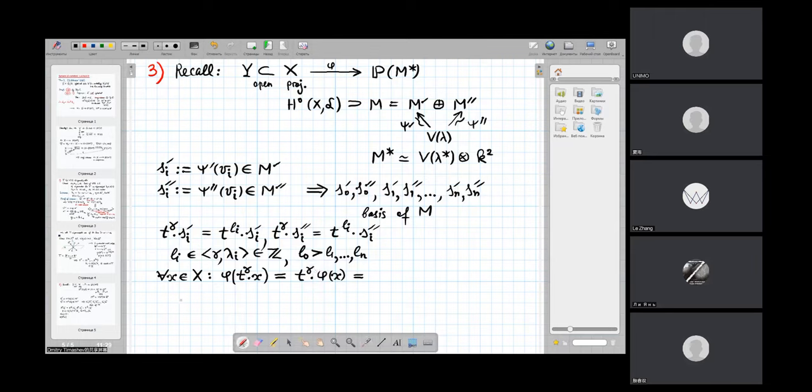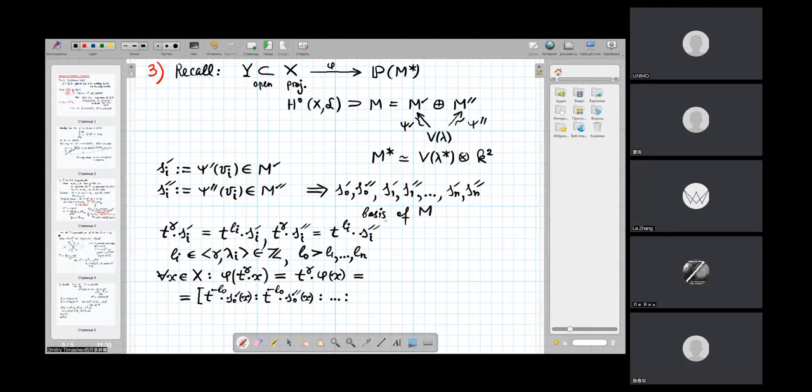Let me write how it will look. So it is equal to the following. We'll get a point in the projective space with the following coordinates. t to the minus L naught times S naught prime of x, t to the minus L naught times S naught double prime of x, etc. Why is there a minus? It is a good question. Because, let me answer, yeah. So why is it minus?